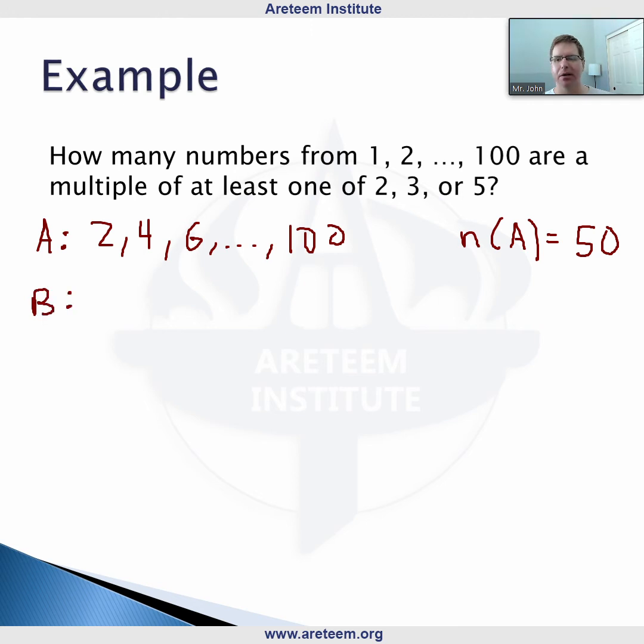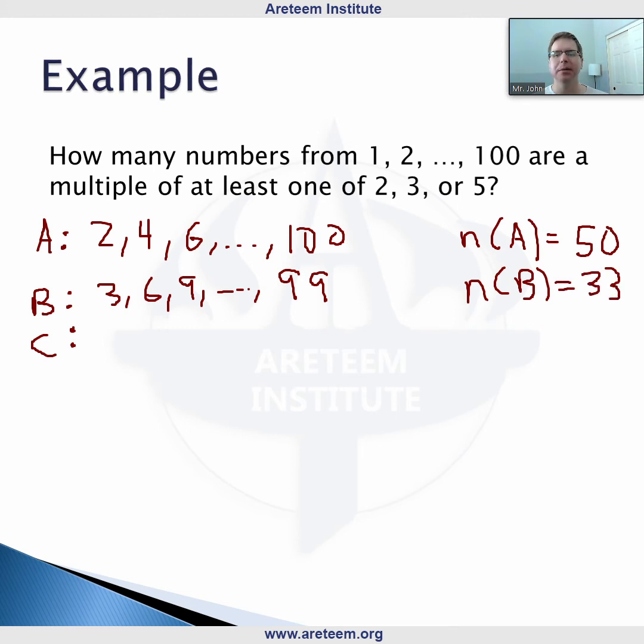It should be pretty clear that we can do the same type of thing for B and C. B could be all the multiples of 3: 3, 6, 9, all the way up to, be a little careful here, 99 in this case. So now the size of B is actually 33. And we have the same idea for C, all the multiples of 5: 5, 10, 15, all the way up to 100. For this one, there are 20 elements that we're going to be worried about.